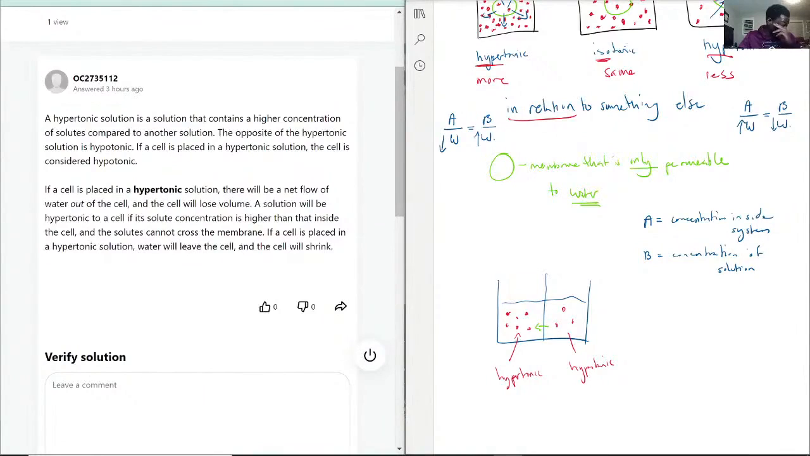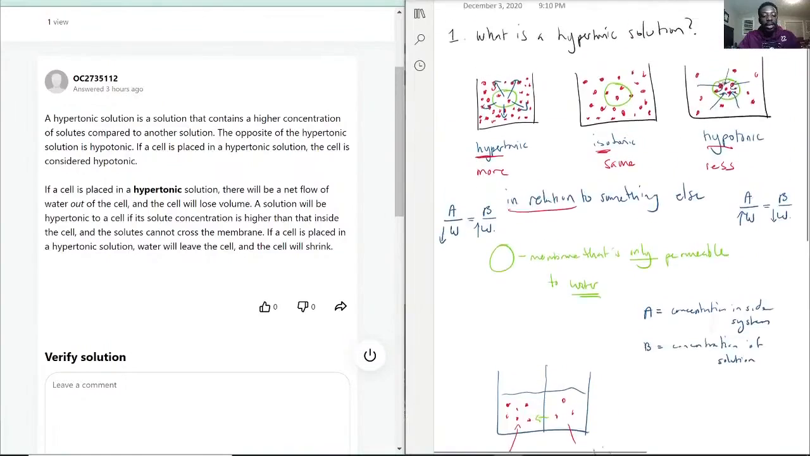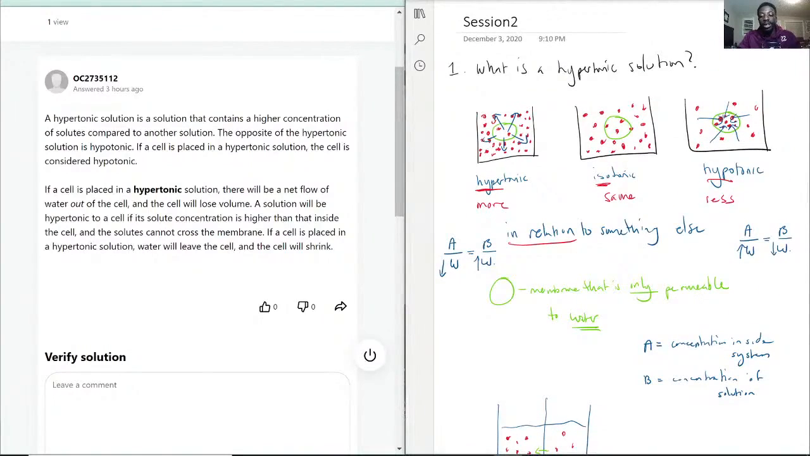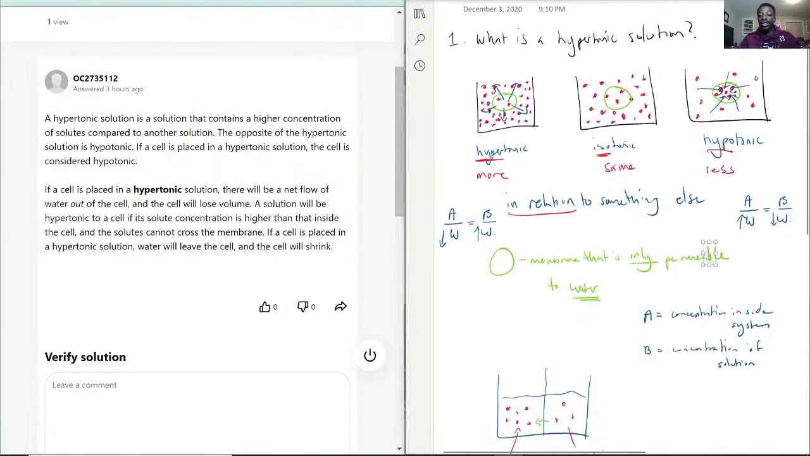Okay, so with all that being said, let's see what else it says. If a cell is placed in a hypertonic solution, so that's what our ball is there, there'll be net flow of water out of the cell, and the cell will lose volume. Exactly. And a solution will be hypertonic to a cell if its solute concentration, which is here, is higher than the inside of the cell, and the solids cannot cross the membrane. Exactly. If a cell is placed in a hypertonic solution, water will leave the cell and the cell will shrink, which is all explained in these different diagrams.